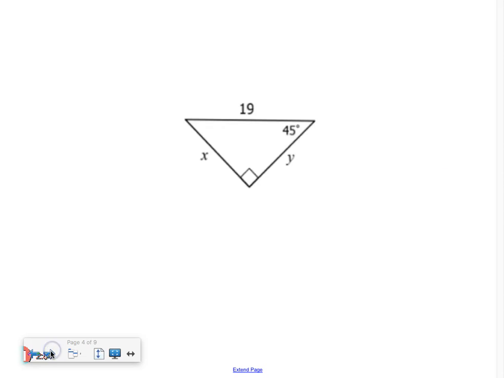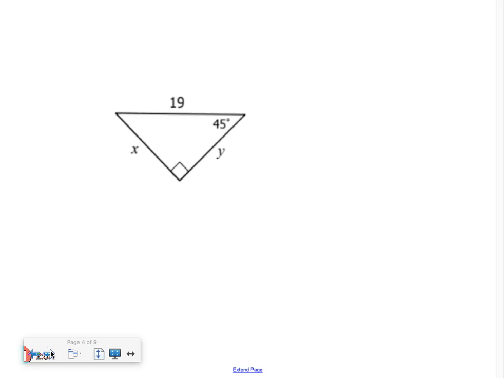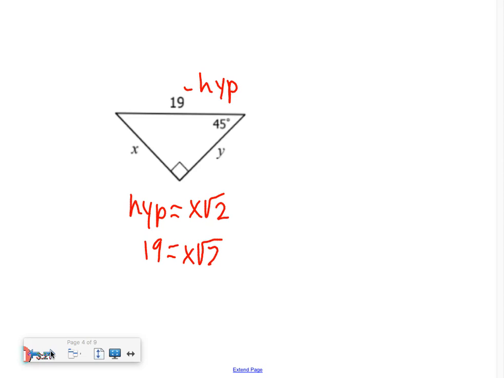Okay, this time it's a little different because what side am I given? The hypotenuse. So we have to work backwards. We said our hypotenuse was our leg times the square root of 2. So instead of writing hypotenuse right here, what can I write? 19, so that's what it equals. So I'm going to put 19 equals X root 2. And now my goal is to find X, because that would be my two legs.